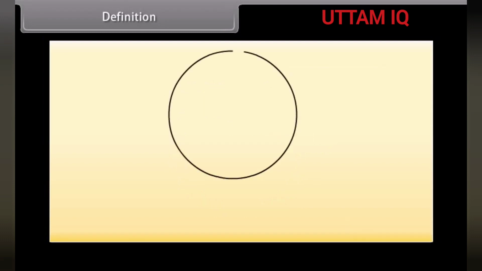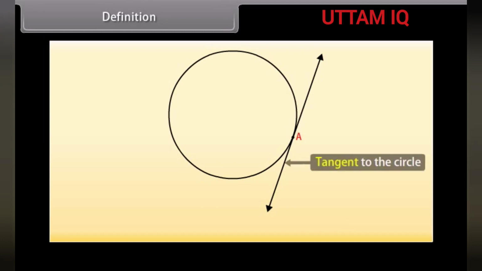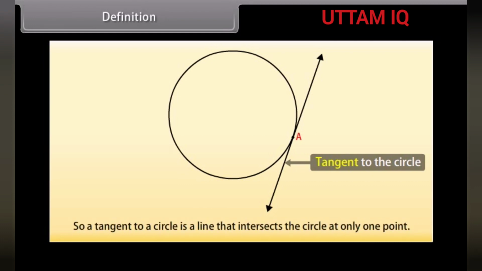And this is the third way we can draw a line and a circle. We can see that there is only one point A which is common to the line PQ and the circle. In this case, the line is called a tangent to the circle. So, a tangent to a circle is a line that intersects the circle at only one point.